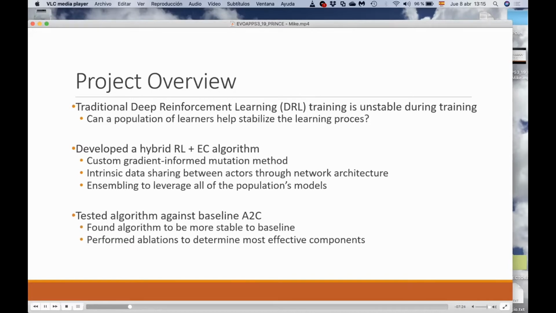We tested our algorithm against Advantage Actor Critic, or A2C, and found it to be more stable while maintaining similar performance characteristics. In order to see what elements of our algorithm were most impactful, we ran several ablations against different parts of our algorithm.